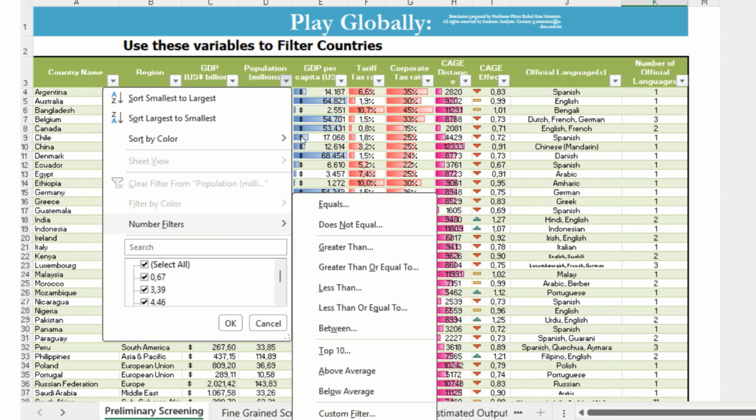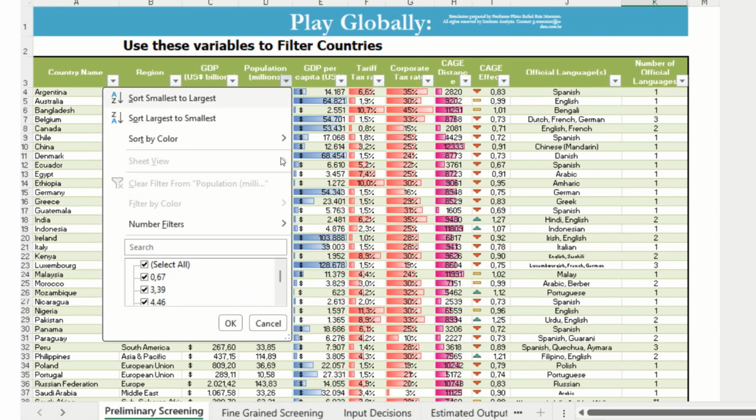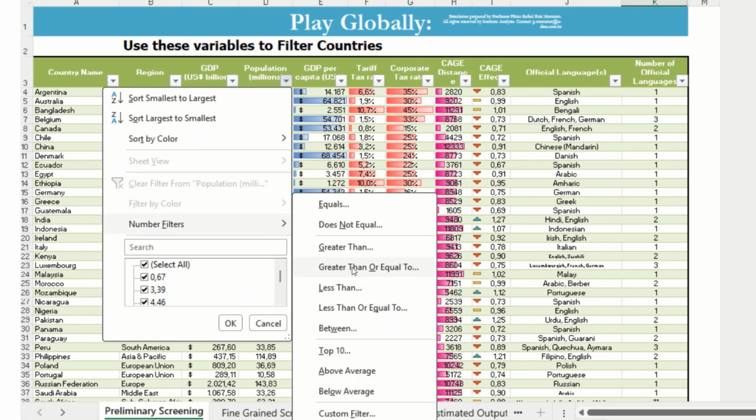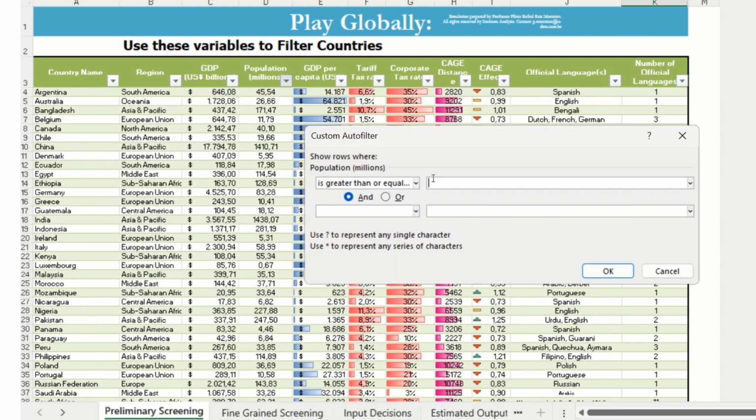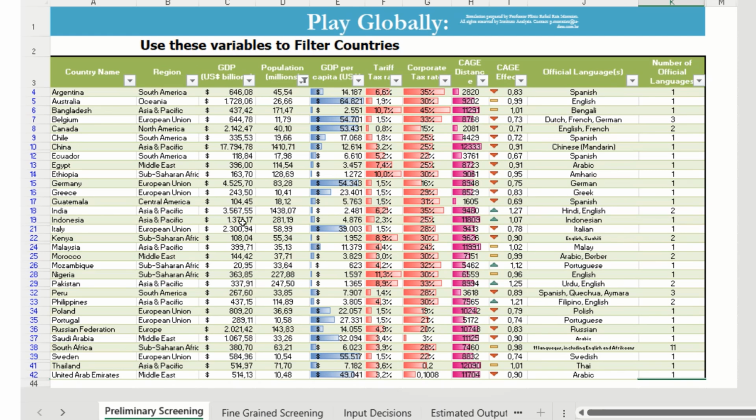So you can select here in the population tab with the left button, and then you click here in number filters, greater than or equal to, and then type 10. With that, now it's selected only countries with at least 10 million people living there.